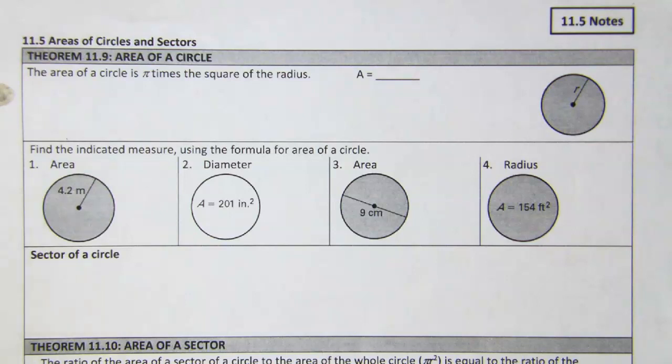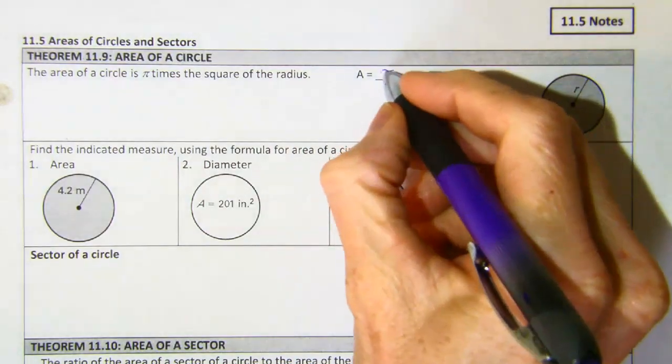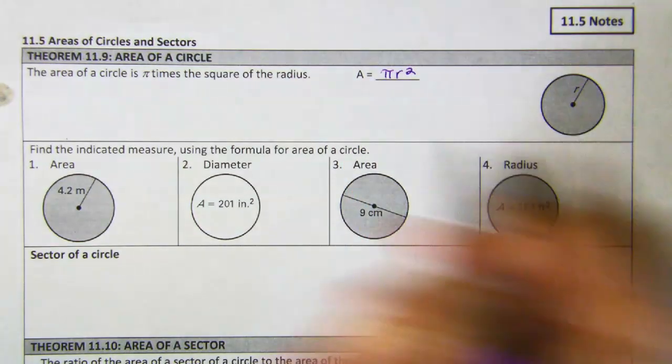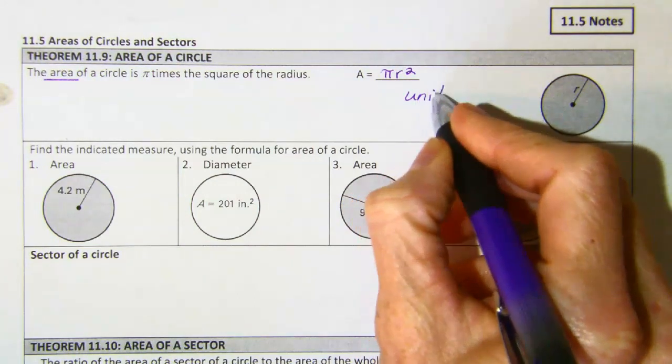In this video, we're going to look at 11.5, area of circles and sectors. So we're at theorem 11.9, which is the area of the circle. And of course, the area of a circle is pi times the square of the radius. So you all know this as pi r squared. Now, since we're back to doing area, we're going to have square units.